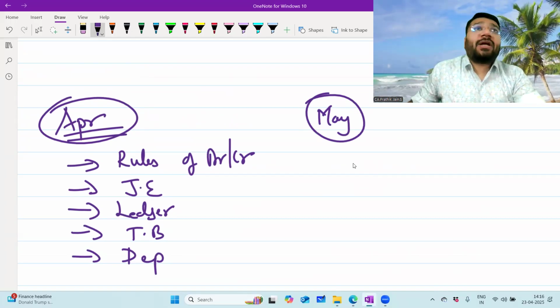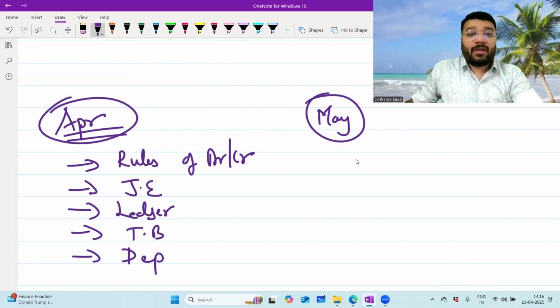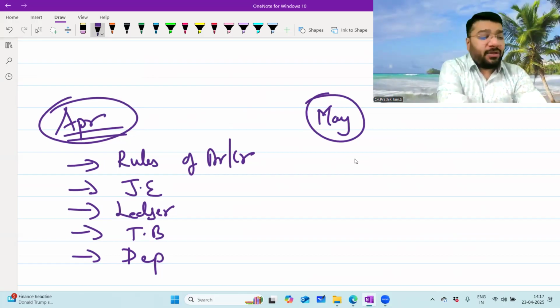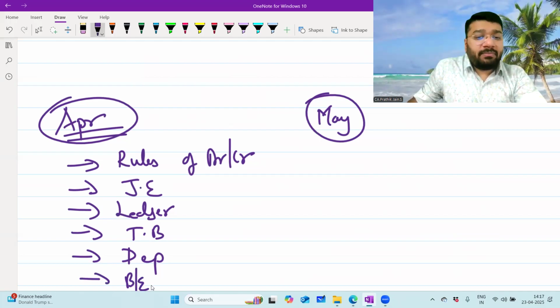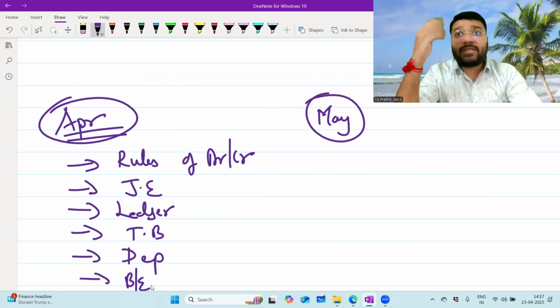I want to do rectification after final accounts. So I will do bill of exchange, then I'll do depreciation. Bill of exchange not required from 11th standard. If you do it, well and good. But bill of exchange in 11th CBSE book, it is not there.